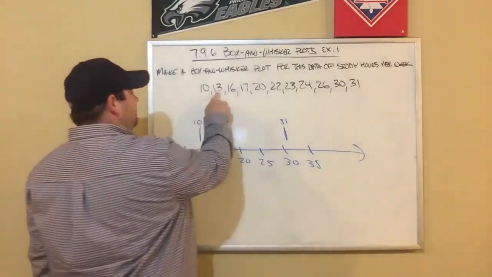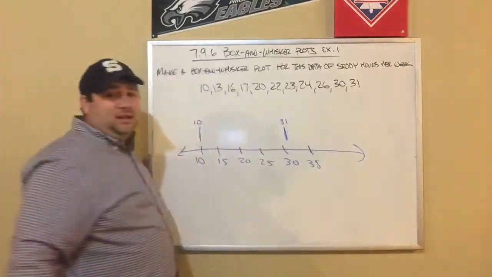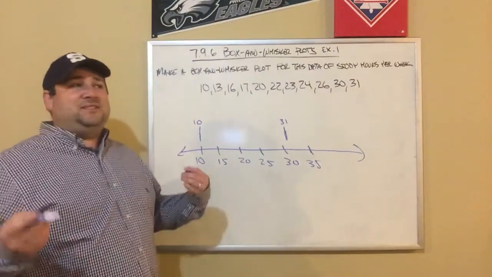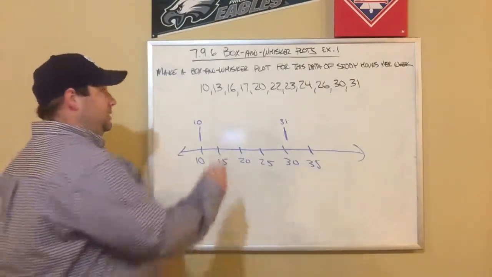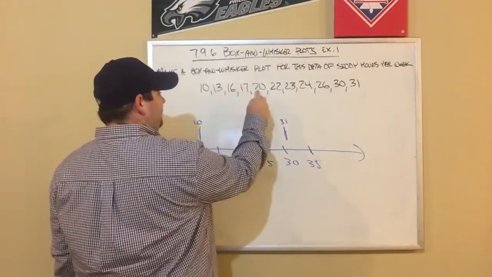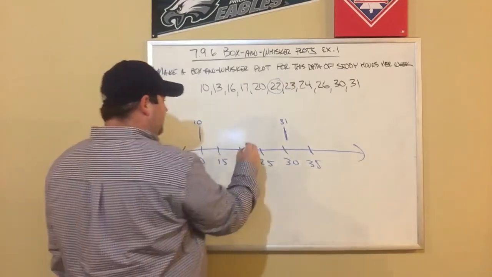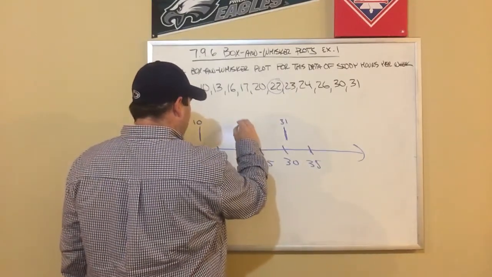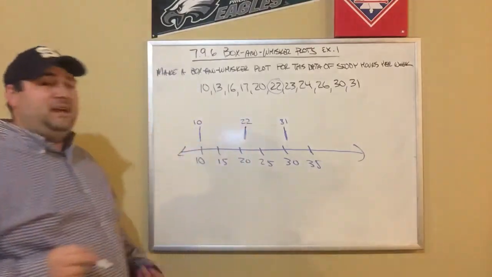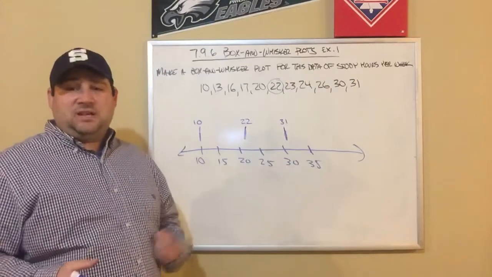So let's see, there's 1, 2, 3, 4, 5, 6, 7, 8, 9, 10, 11 numbers. If I did 11 divided by 2, that's 5.5. So I go up, and the 6th number is going to be my middle number. So 1, 2, 3, 4, 5, 6. So 22 is going to be my median. At 22, I'm going to put a line. So next, I've got to find my lower quartile.